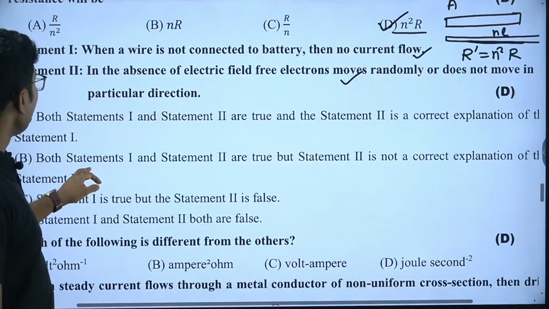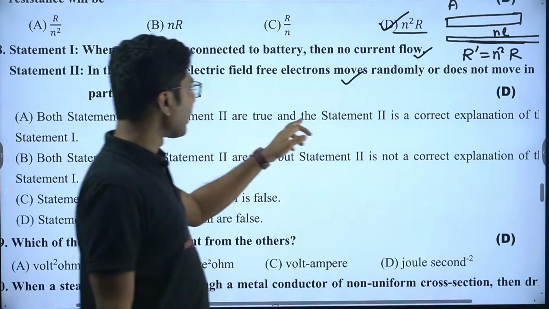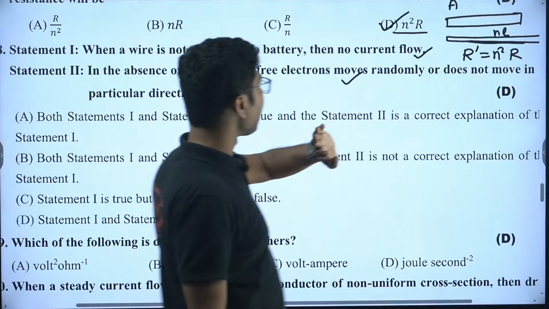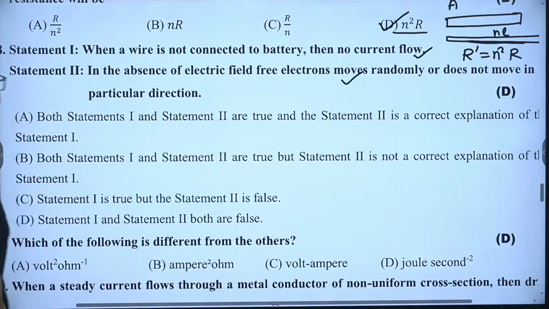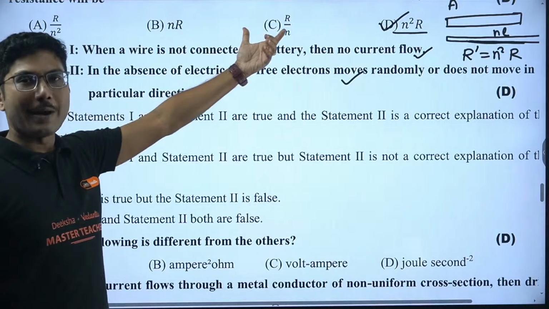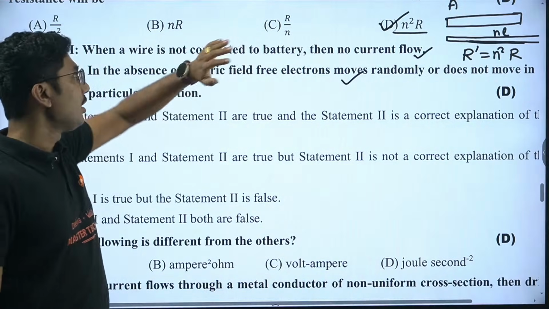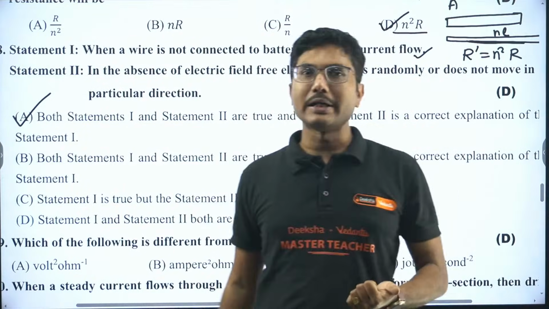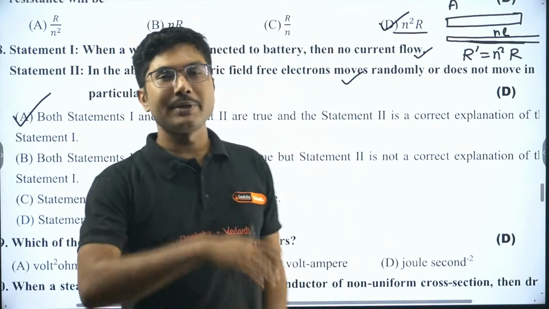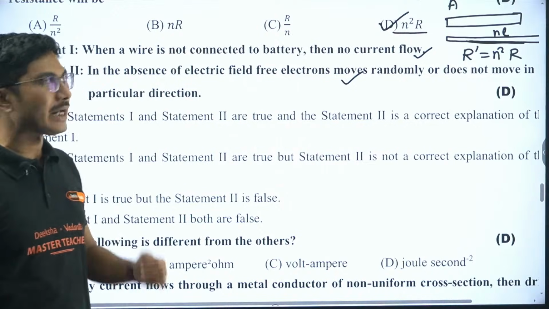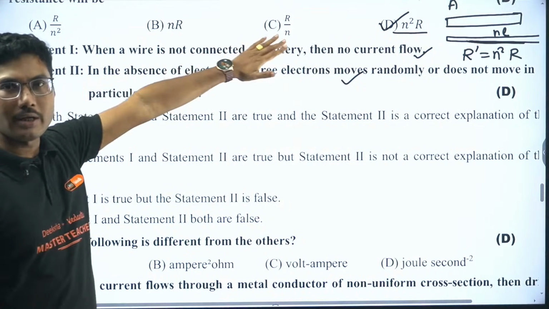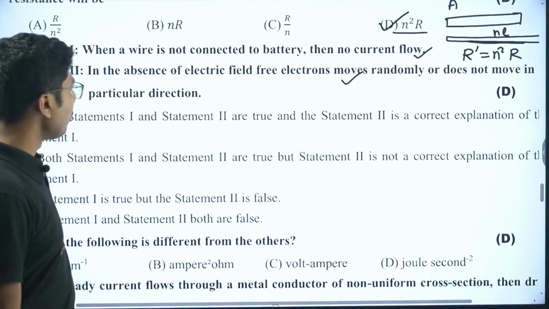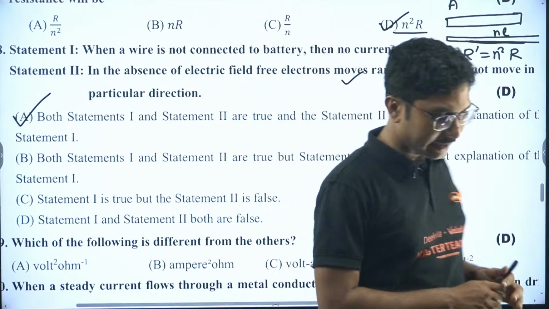Now let's see. Both statement 1 and 2 are true and statement 2 is the correct explanation of statement 1. Yes, both statements are true, because no battery means no electric field. The battery is the source, so the battery provides the required electric field. So no electric field means all the electrons are moving in random directions. That means no current is flowing. So both statements are true and it is a correct explanation.